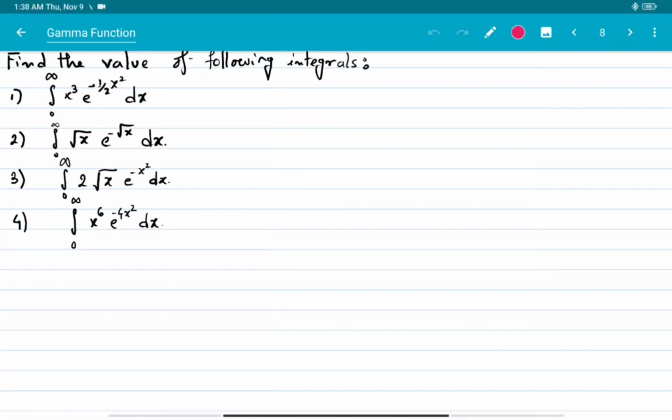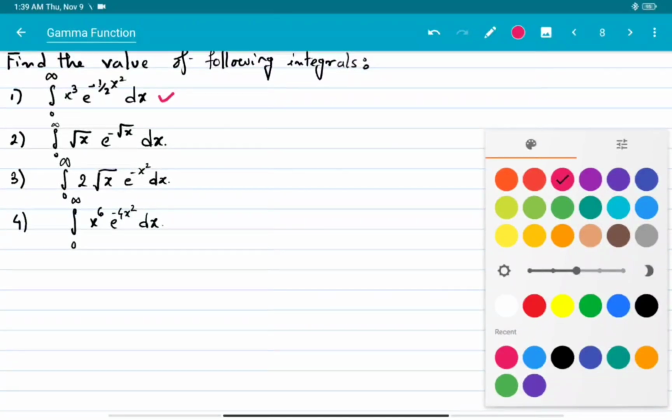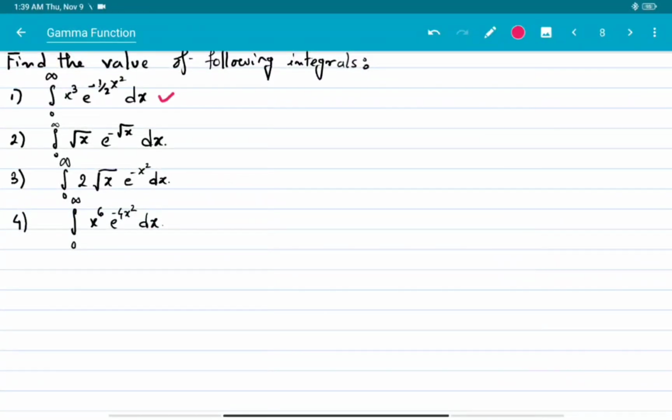So our next problem is to find the value of the following integrals. We'll use gamma functions, and you will see how I am implementing the gamma function over these integrals. Our first problem is the integral from 0 to infinity of x cubed times e to the power minus half of x squared.